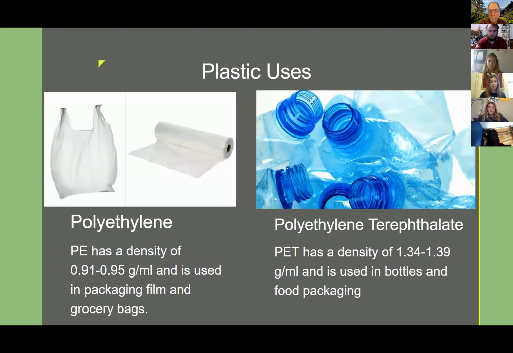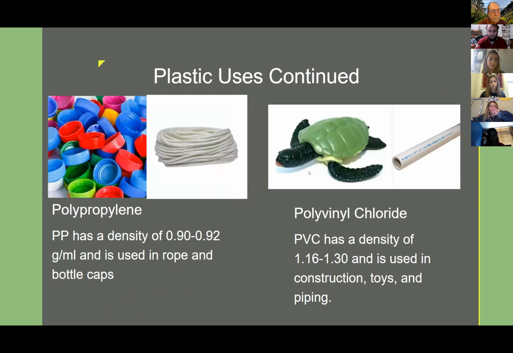Here are some more things about each type of plastic that I mentioned. Polyethylene is used in packaging film and grocery bags mainly, so single-use items that float on the ocean surface because it's less dense than seawater. Polyethylene terephthalate is mainly used in things like water bottles. Polypropylene is also less dense than seawater, so it floats, and is used in nylon rope and bottle caps. And polyvinyl chloride, or PVC, is used in construction, toys, and piping.